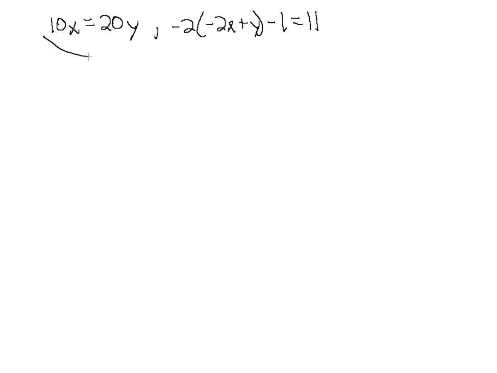Let's take a look at the system of equations. 10x equals 20y and -2 times (-2x + y) - 1 equals 11. All right, so this is a system of linear equations. We have two equations here, and we want to solve one equation for one variable in terms of the other variable. The equation on the left sounds very friendly to me, so let's go ahead and solve that.